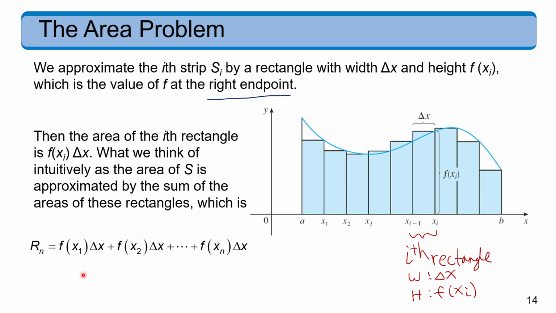So this formula is what we've been calling R sub n. Remember, R means we use the right endpoint to determine the heights. n represents the number of rectangles, which here is an unknown number. It's arbitrary, and we're just calling it n.